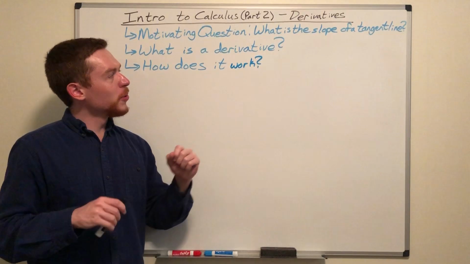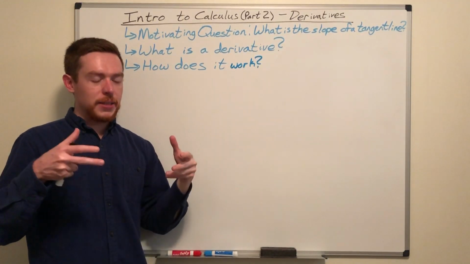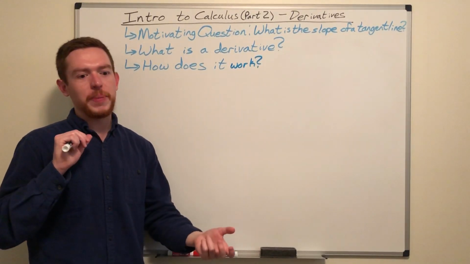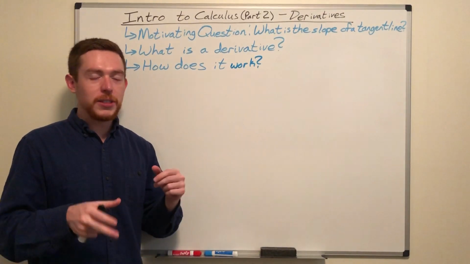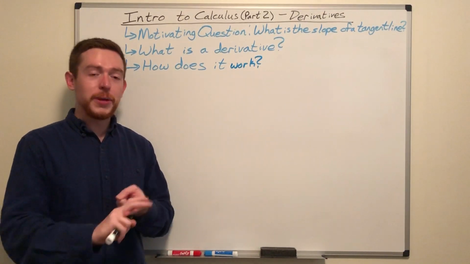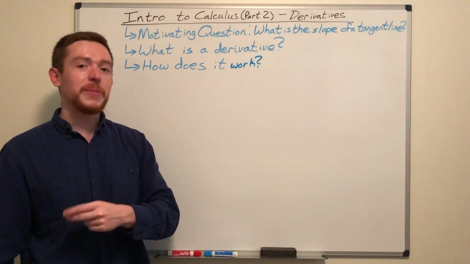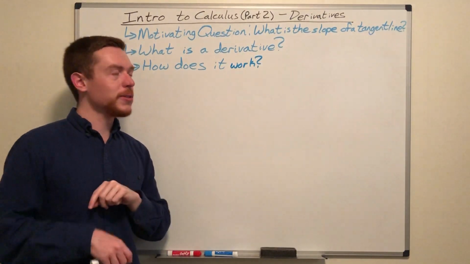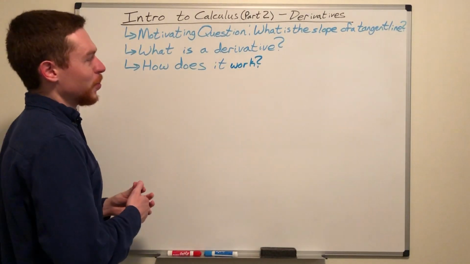But I did just want to point out that this question is one of the 2 questions that prompted the discovery of calculus. Calculus was discovered by Isaac Newton and Gottfried Leibniz a few hundred years ago, and there were 2 questions that prompted it. One of them is what is the slope of a tangent line? We'll talk about the second question in the next video when we talk about integrals. So, with that being said, what is the slope of a tangent line?